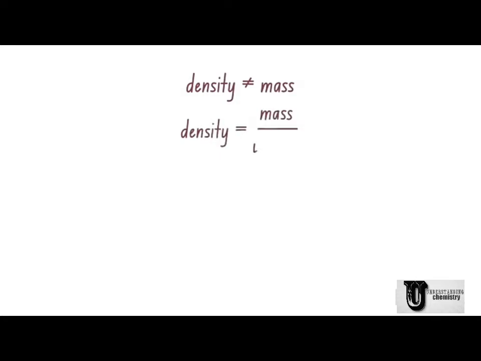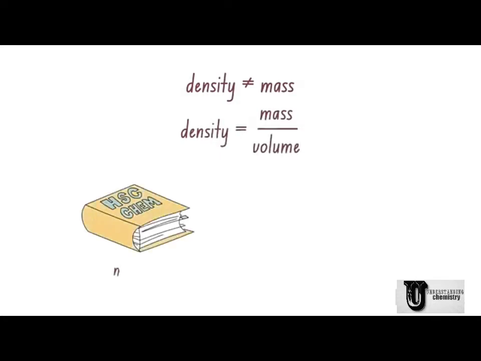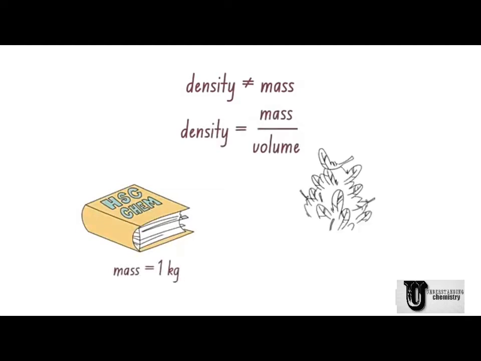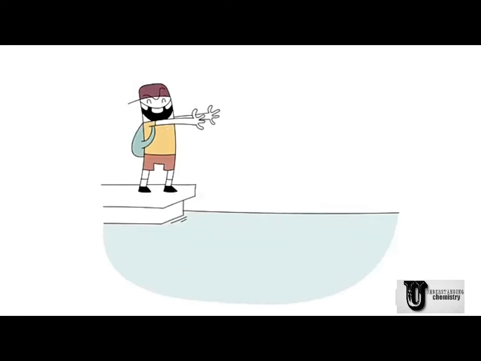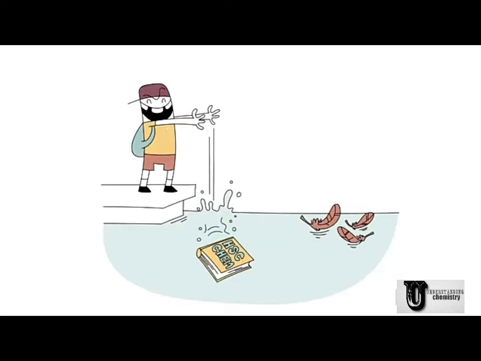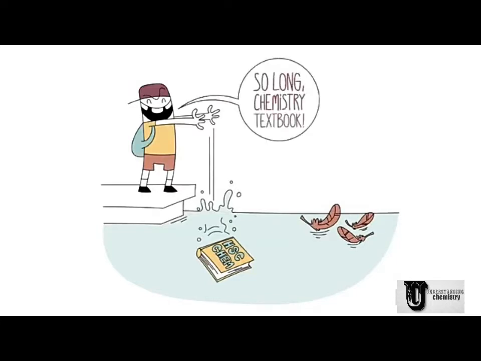But beware, the mass or weight of a substance is not the same as its density. Density is the mass of a substance divided by its volume. If we consider a 1 kilogram chemistry textbook and 1 kilogram of feathers, they both have the same mass, 1 kilogram. But if you throw both of these into the ocean after your final exams, the chemistry textbook will sink while the feathers will float. This is because the 1 kilogram of feathers takes up a much larger volume, so it has a lower density.